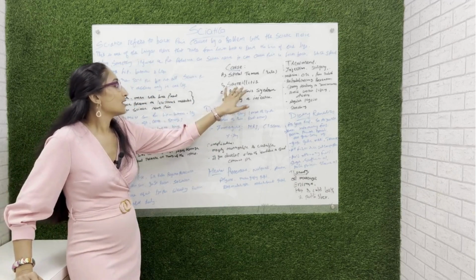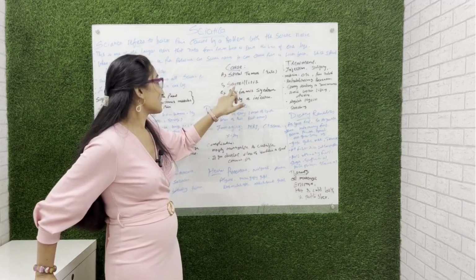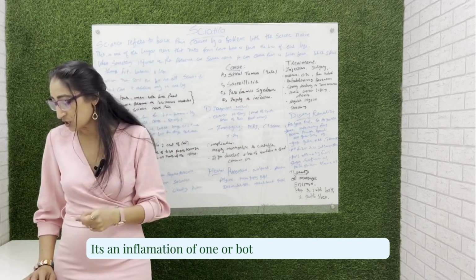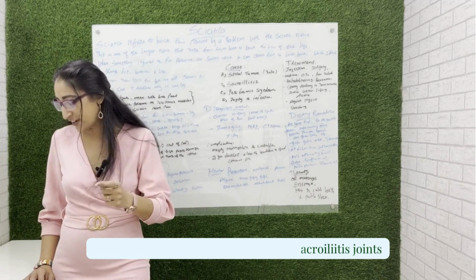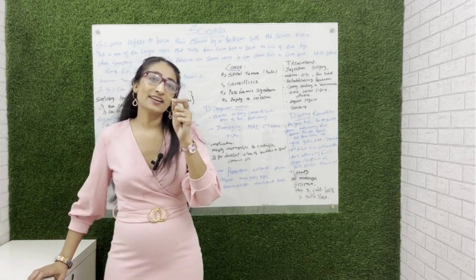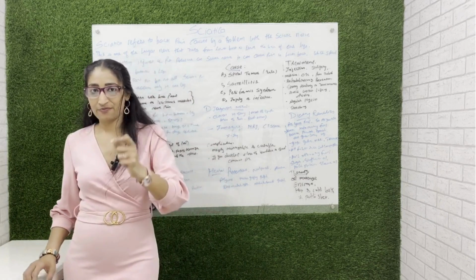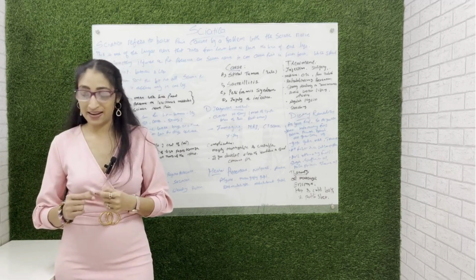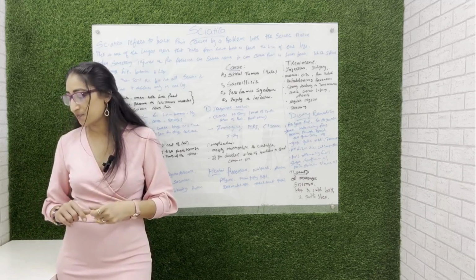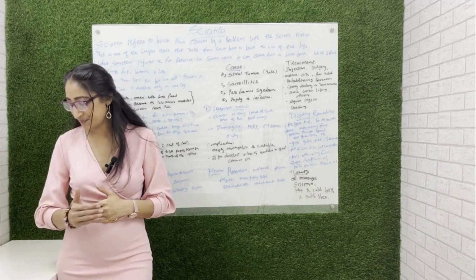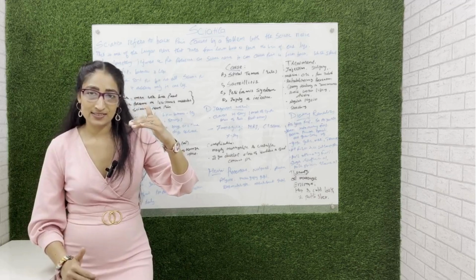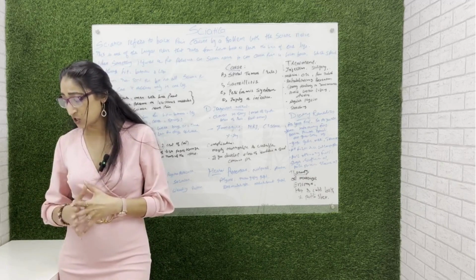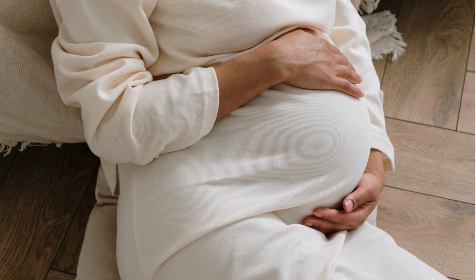The second cause is sacroiliitis. Sacroiliitis means what? It's an inflammation of one or both of the sacroiliac joints. See, there is a sacroiliac joint. If there is any inflammation or pressure on that, it starts paining. It can cause pain in the buttocks, lower leg, and lower back, and it radiates to the end of the legs. It can be caused by arthritis, injury, infection, and sometimes pregnancy.